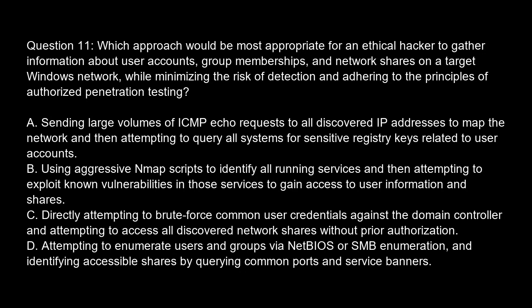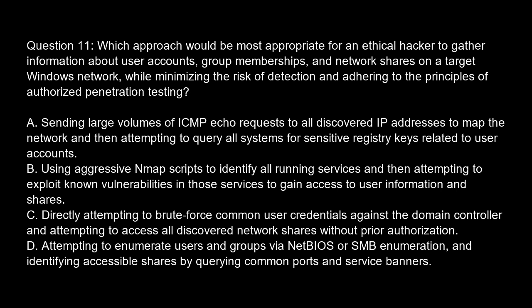Question 11. Which approach would be most appropriate for an ethical hacker to gather information about user accounts, group memberships, and network shares on a target Windows network, while minimizing the risk of detection and adhering to the principles of authorized penetration testing? Option A. Sending large volumes of ICMP echo requests to all discovered IP addresses to map the network, and then attempting to query all systems for sensitive registry keys related to user accounts.